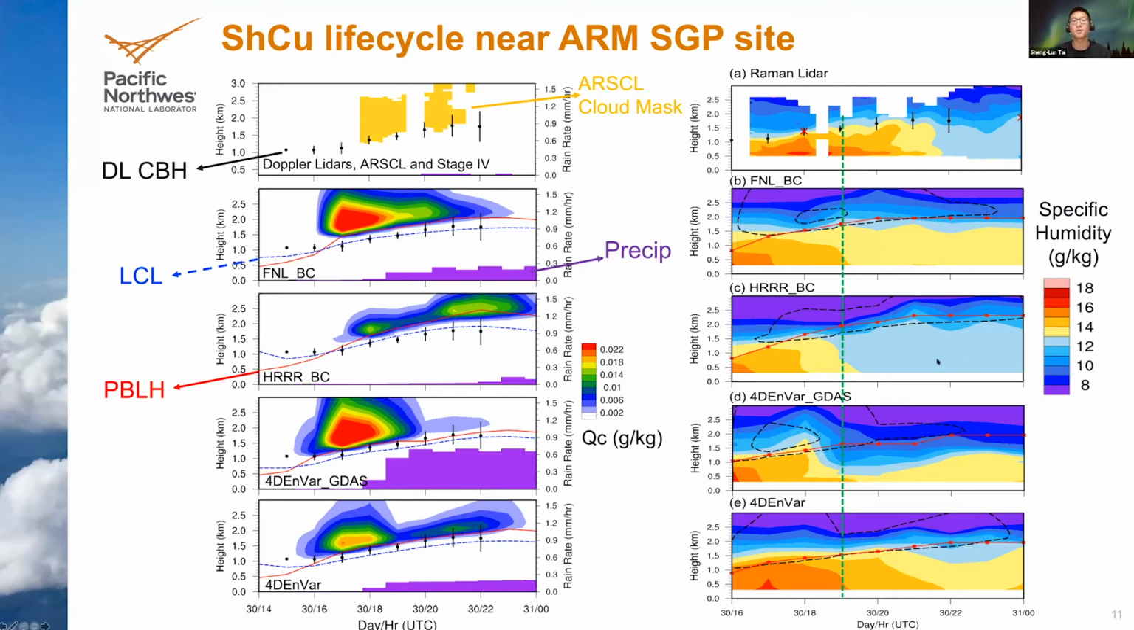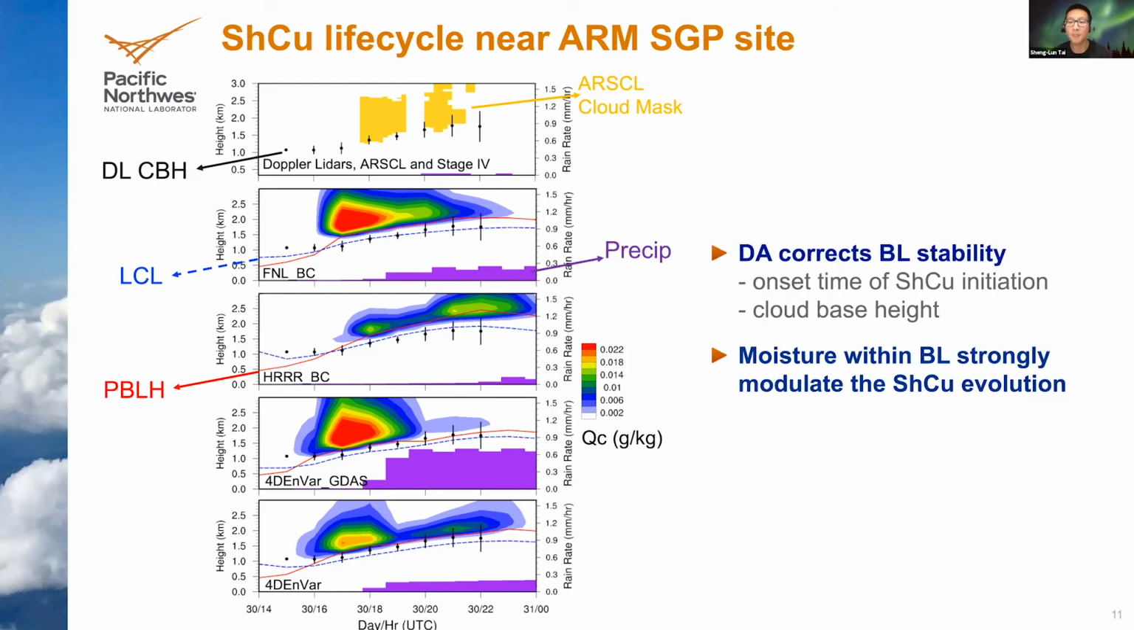To understand what causes this, we further look at the moisture evolution within the boundary layer on the right panels. We have found that accurate prediction of moisture in the boundary layer is essential for better prediction of the shallow cumulus life cycle. As you can see, the 4DEnVar actually better captures the moisture evolution than the other experiments. So with this, a brief summary here.